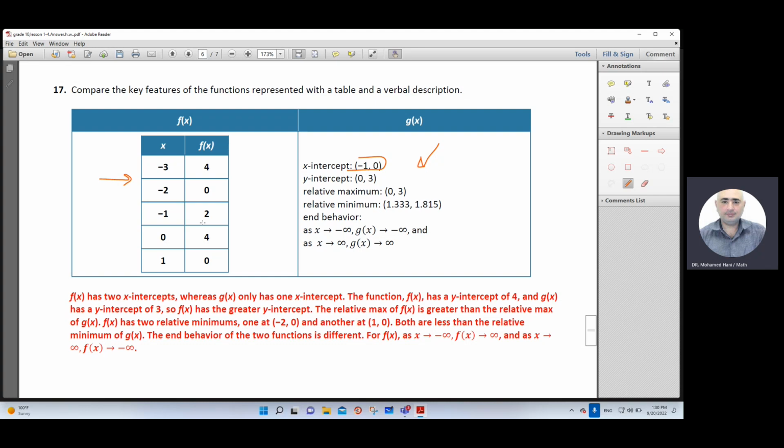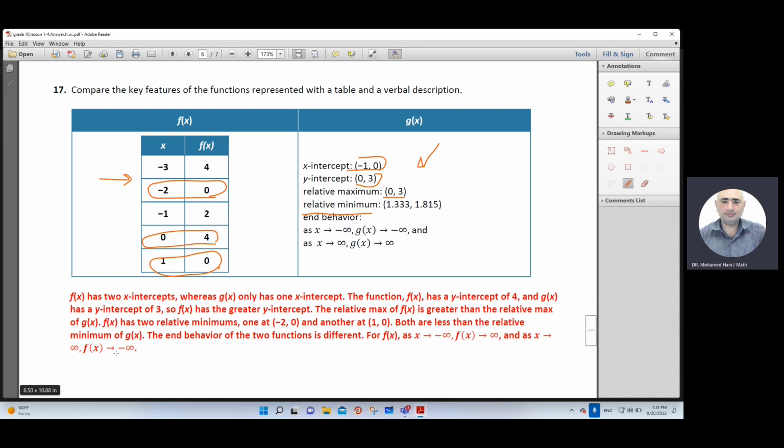And here in the table, where is the x-intercept? This is the x-intercept, because the value of y is 0. And here, where is the y-intercept? Here is the y-intercept, because the value of x is 0. And here also we have an x-intercept. We have 2 points, so this is not linear. As you see here, we have a relative maximum at 3, and we have 2 relative minimums, and this is the end behavior.